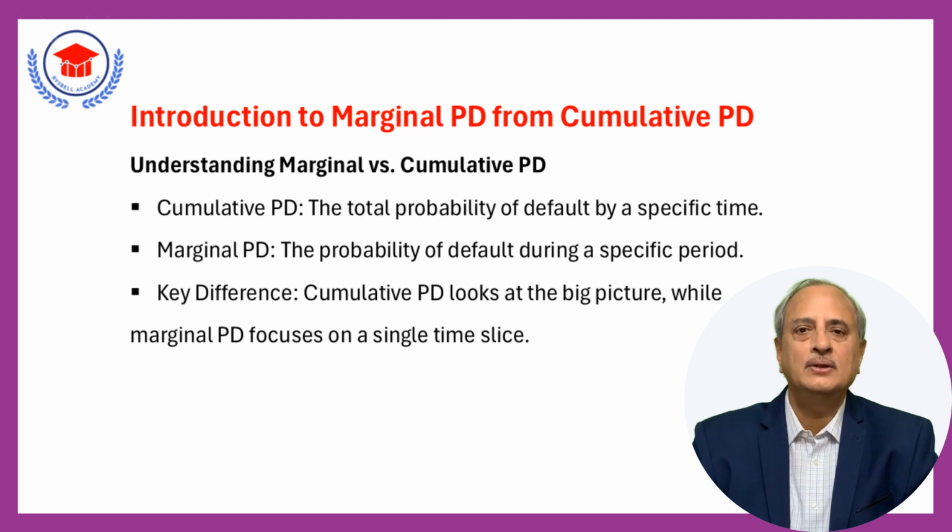Cumulative PD is the total probability of default happening by a specific time, say the end of a year. It reflects how the probability builds up over time. On the other hand, marginal PD zooms in on a single period, like a specific year or quarter, and tells us the probability of default during just that time frame. Essentially, cumulative PD looks at the big picture, while marginal PD focuses on a single slice of time.